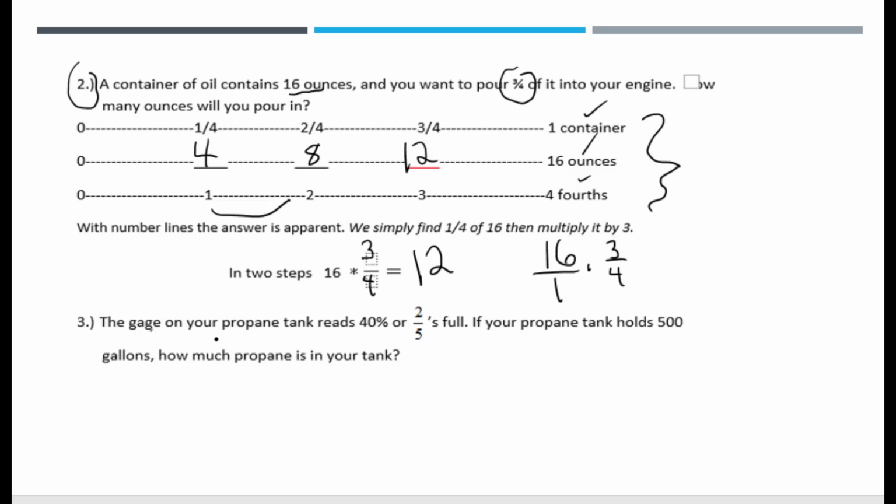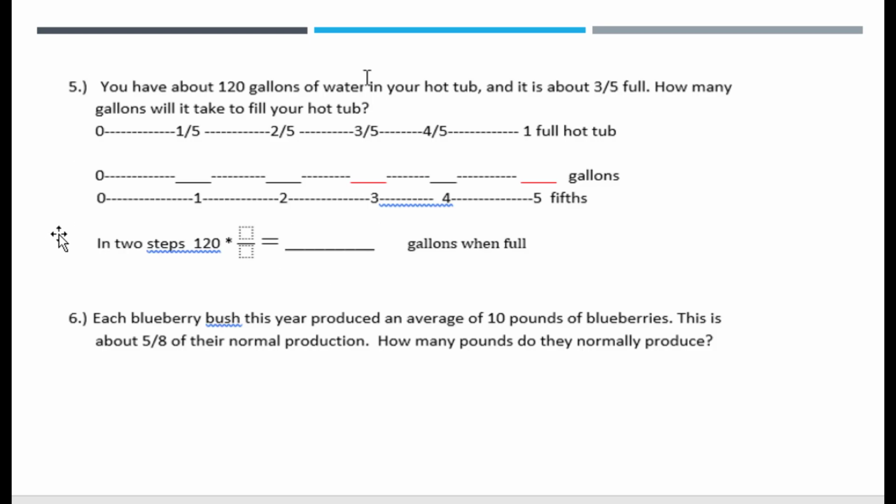So the gas gauge under propane reads 40% or 2/5 full. 2/5 is the same as 40%. If your propane holds 500 gallons, how much propane is in your tank? Well, it's 2/5 of 500. And you should be able to handle that, right? So this one is a little different, right?